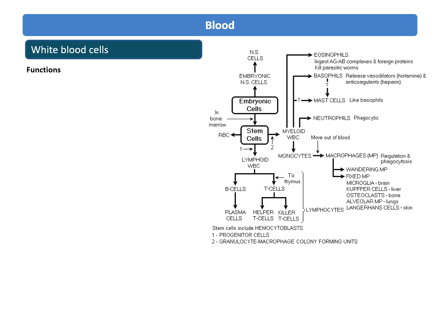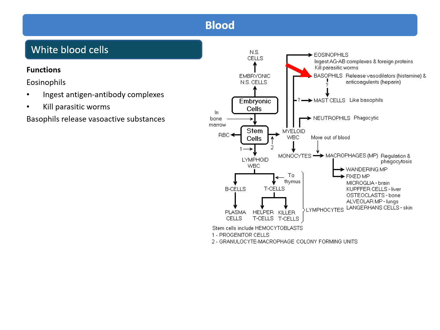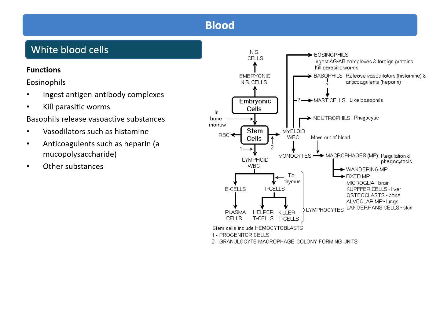The functions of the white blood cells include, for the eosinophils, they ingest antigen-antibody complexes. They kill parasitic worms. Basophils release many potent substances. We call them vasoactive because they activate various characteristics of the blood vessels. Vasodilators, such as histamine, is one example. Another would be the anticoagulants, such as heparin. Heparin is a mucopolysaccharide, that is, it's related to polysaccharides. Other substances as well are released.